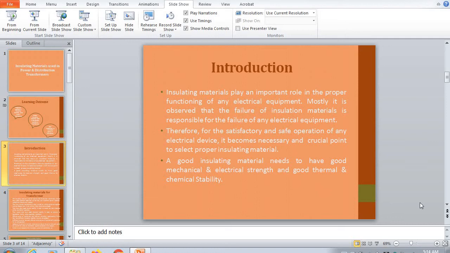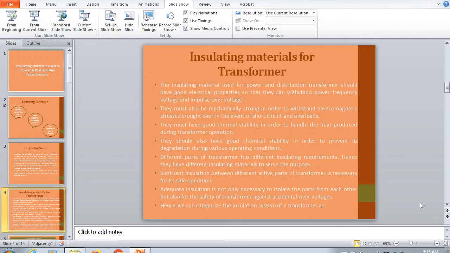Introduction. Insulating materials play an important role in the proper functioning of any electrical equipment. Mostly, it is observed that the failure of insulation material is responsible for the failure of any electrical equipment. Therefore, for the satisfactory and safe operation of any electrical device, it becomes necessary and crucial to select proper insulating material. A good insulating material needs to have good mechanical and electrical strength and good thermal and chemical stability.